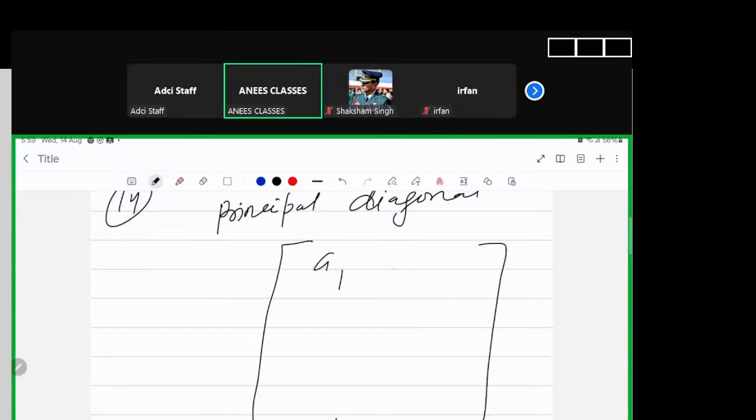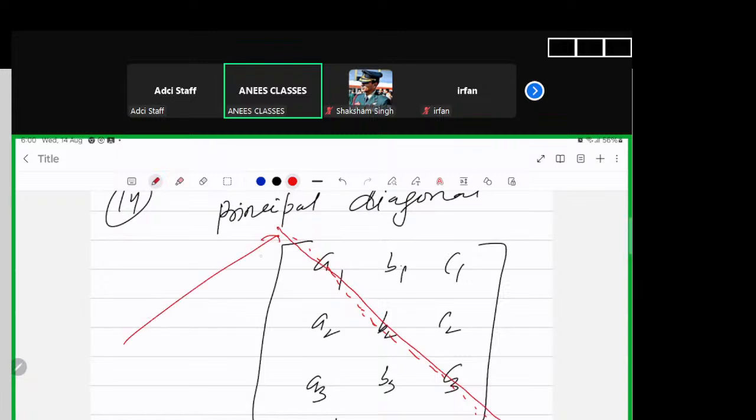Suppose that you have A1, B1, C1, A2, B2, C2, A3, B3, C3. From the left hand side top corner to the right hand side bottom corner, the red ink represents the elements of the principal diagonal. Okay, this is the principal diagonal.